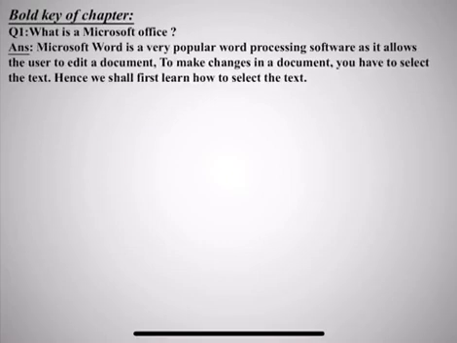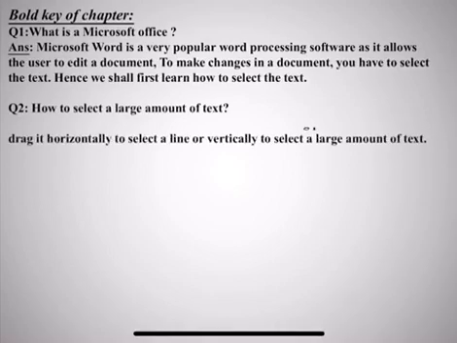Bold keys of chapters. What is Microsoft Word? Microsoft Word is a very popular word processing software as it allows the users to edit a document. To make changes in a document, you have to select the text. Hence, we shall first learn how to select the text.